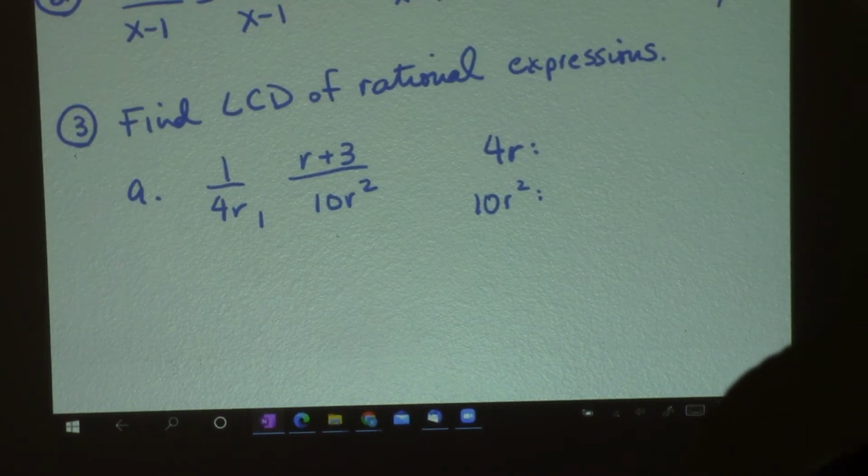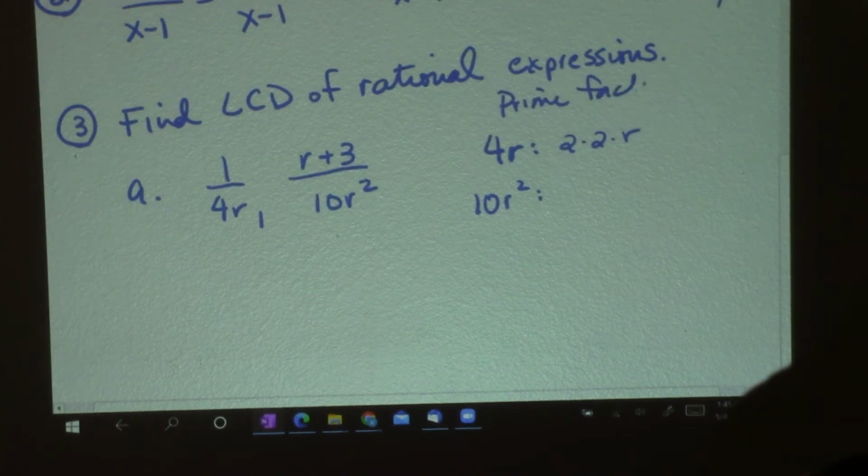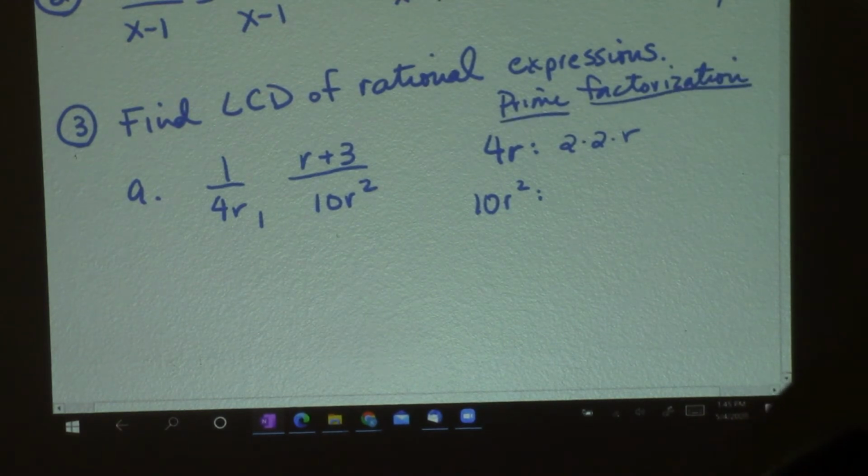So if I was going to factor 4r down to prime numbers, it would be 2 times 2 times r. So I have my prime factorization here. This is in order to find the least common denominator. And if I was going to find the prime factors of 10r squared, that would be 2 times 5 times r times r, wouldn't it? If I multiplied all four of those things together, I would get 10r squared again. And they are completely factored down to prime factors.